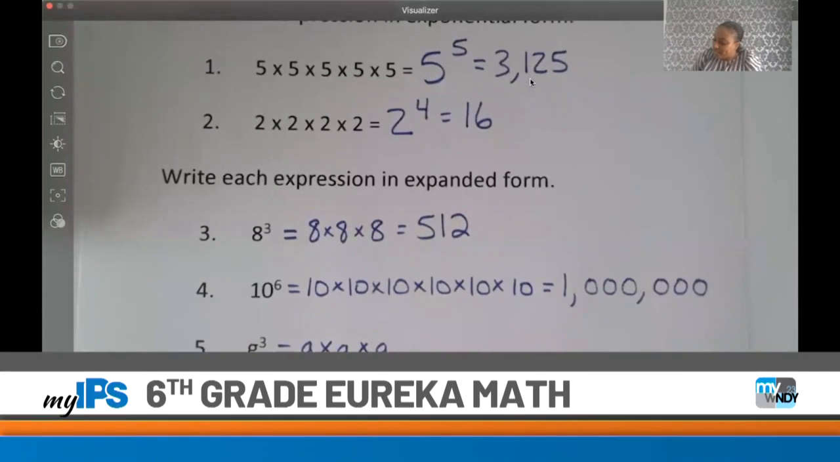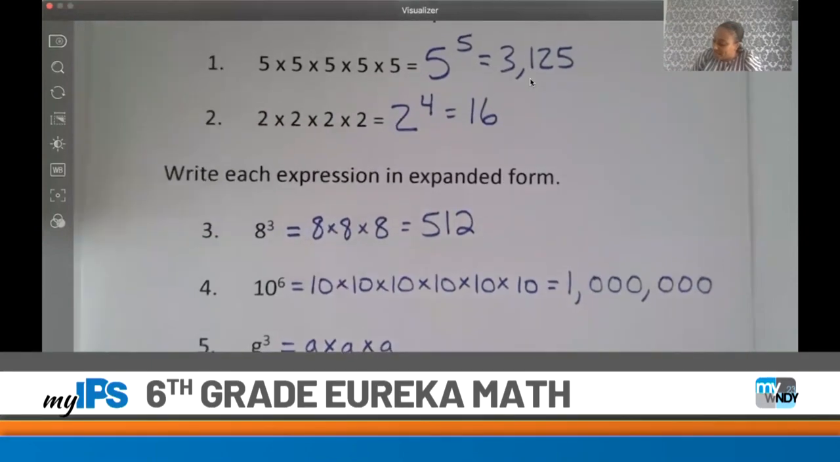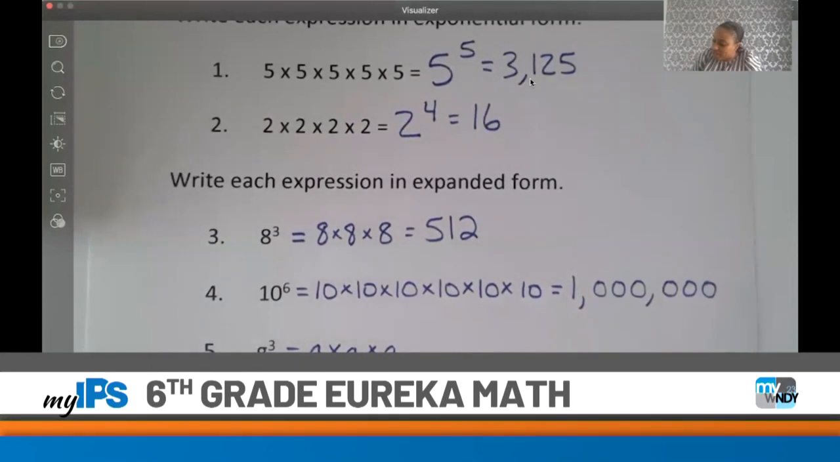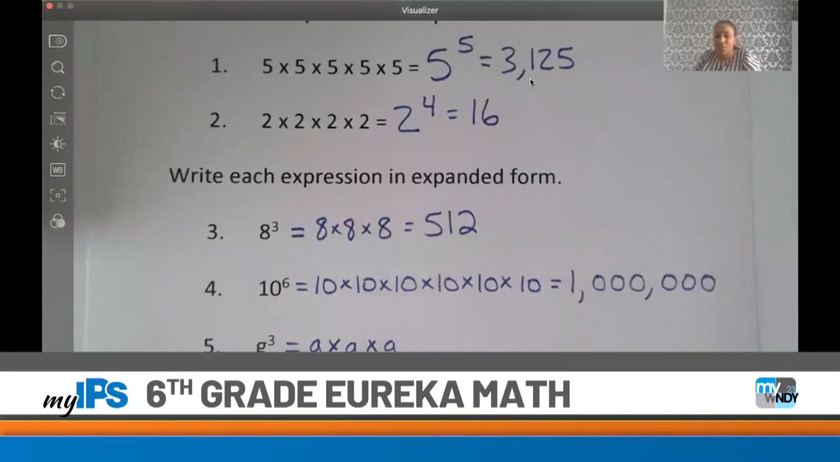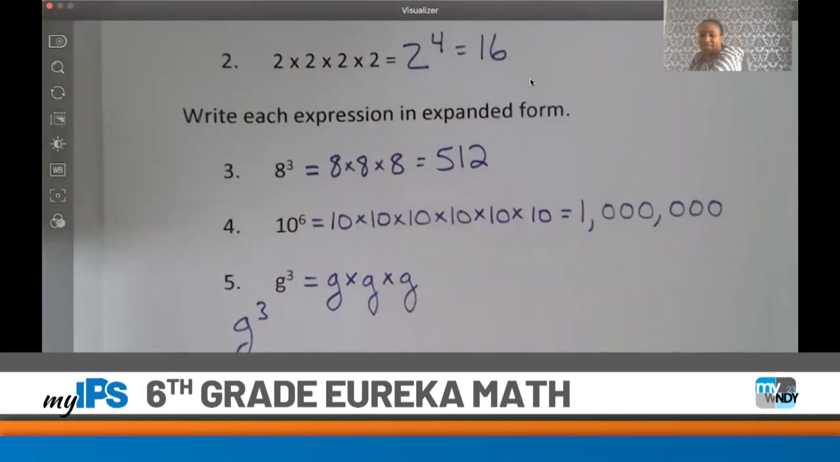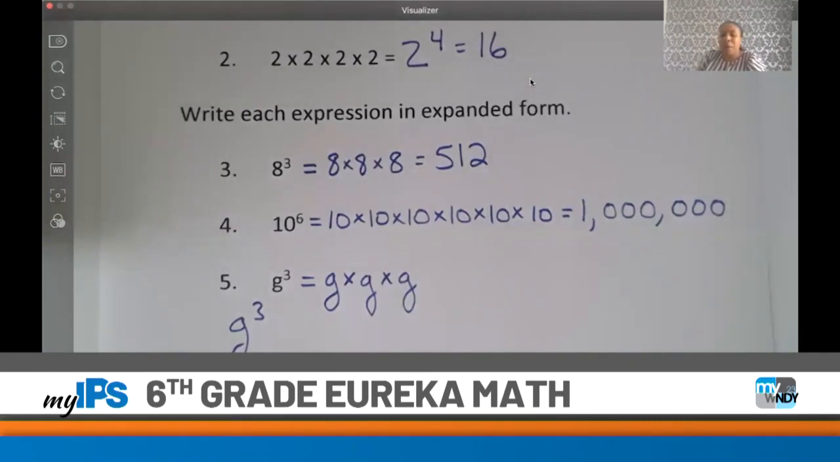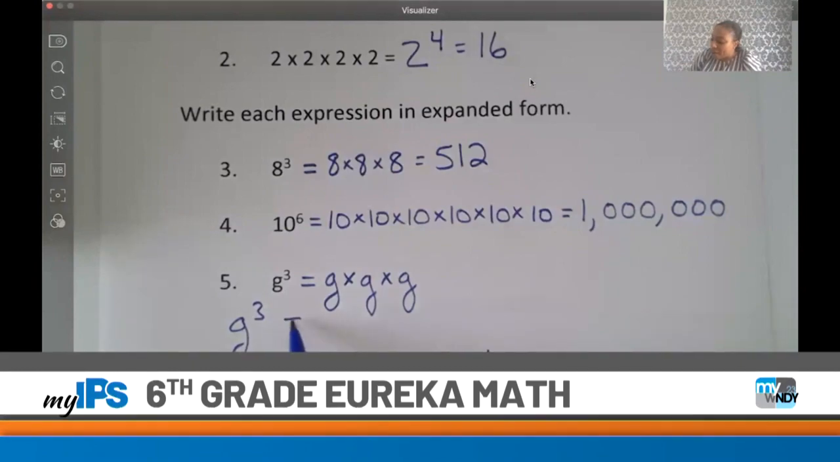Now, take a look at number 5. What is the difference between G to the 3rd power and 3G? Well, remember from yesterday's lesson that 3G really means G plus G plus G, or it can mean 3 times G. But G to the 3rd power will mean G times G times G.